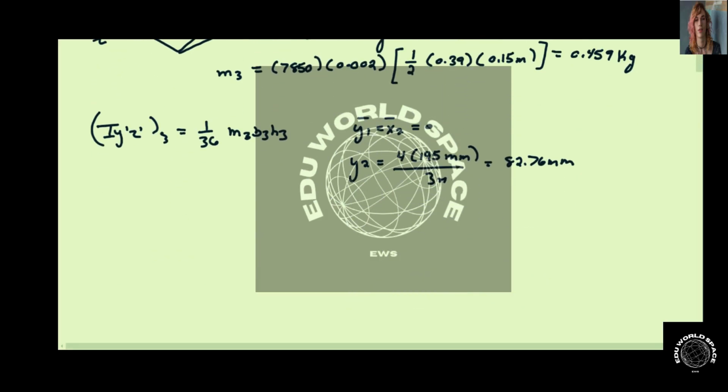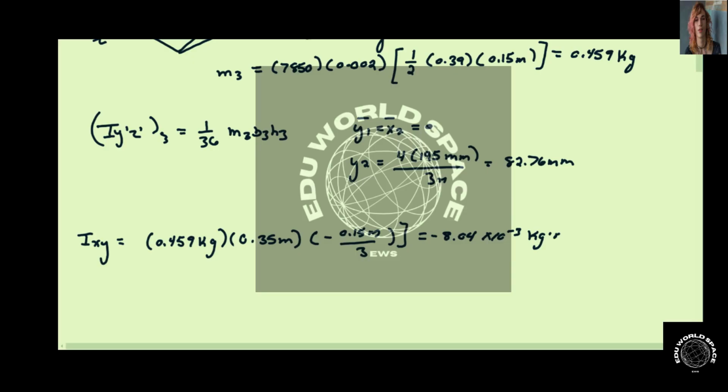And so if we were looking at Ixy, it's just going to be equal to 0.459 kilograms times 0.35 meters times negative 0.15 meters divided by 3, and we get negative 8.04 times 10 to the negative 3 kilograms times meters squared. Okay, that's 1.